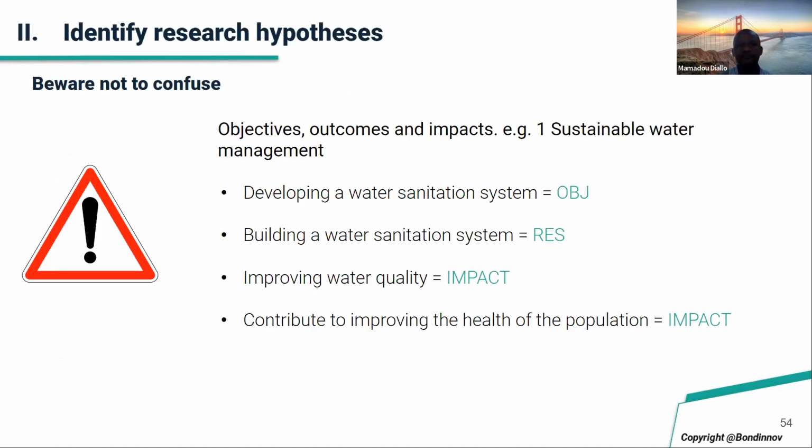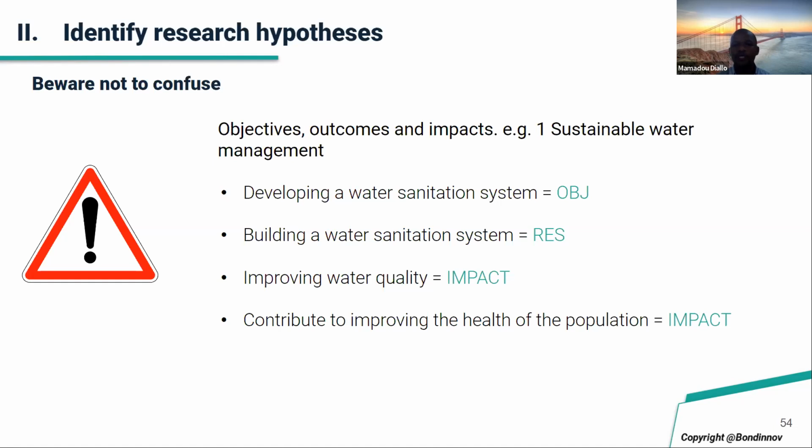Beware not to confuse. So we have to take a breath here. Of course, you see what you're drafting in your project now. You have almost answered everything: what you have to include, what you do not have to include, but be aware that you cannot create confusion between objective, outcome, and impact. Sustainable water management is just an example. These have to be separated and clearly described and defined.